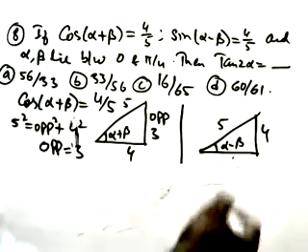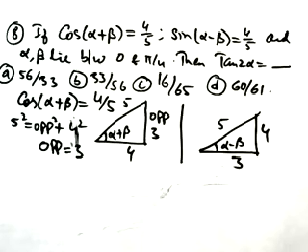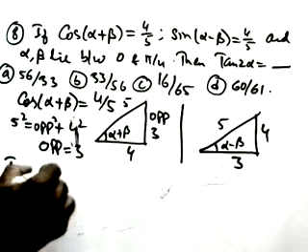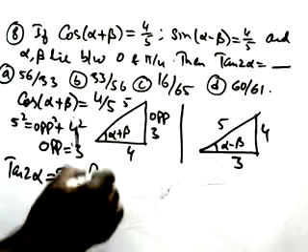Sine is opposite by hypotenuse. This is opposite. So what is left here? It will be 3. Now what is the question? Watch carefully. What is the question? Tan 2 alpha.